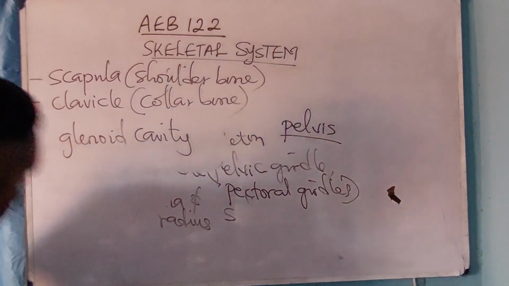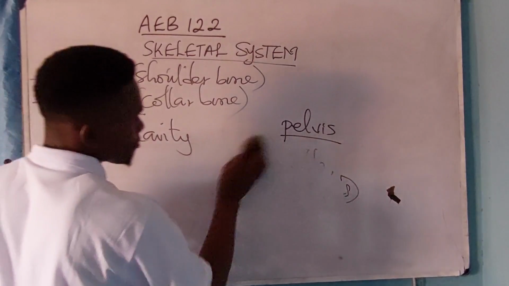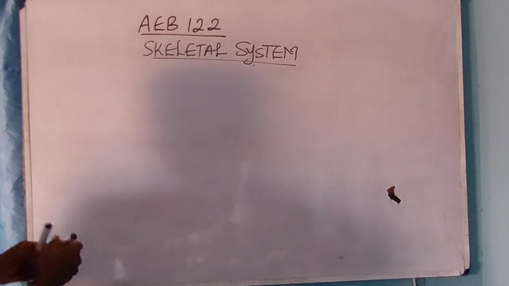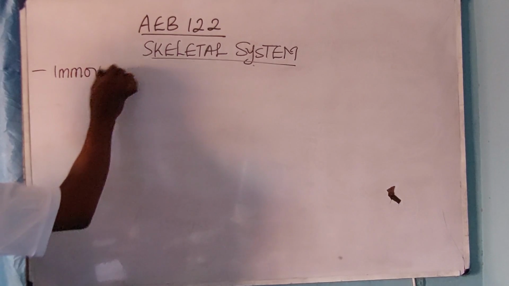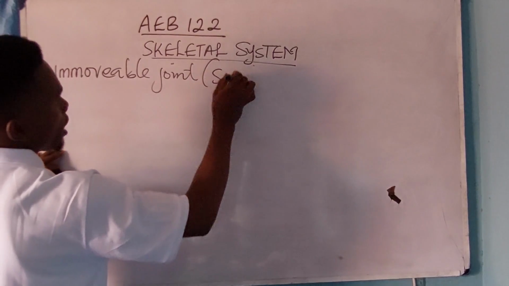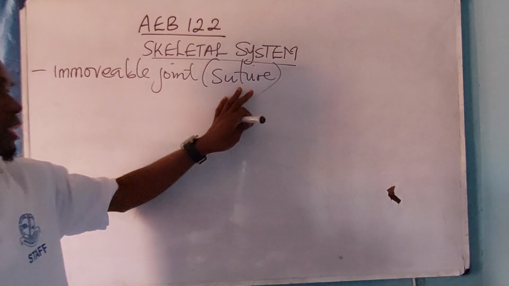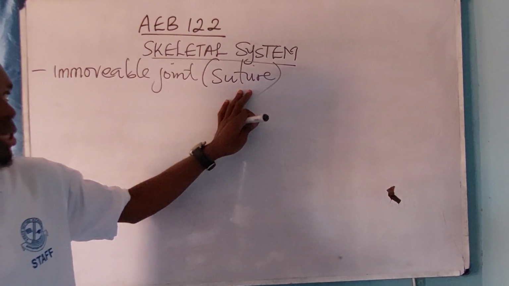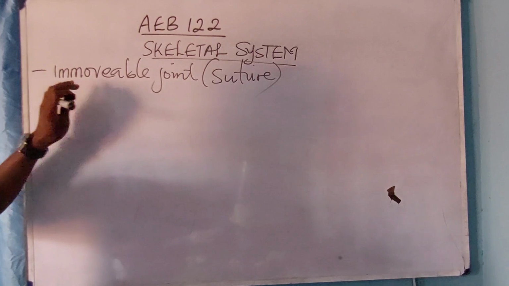Now let us discuss joints. A joint is the meeting place of two or more bones in order for them to articulate. We have three types of joints. We have the immovable joints. An example of an immovable joint is the suture. The suture is that part of the skull that joins the five major bones of the skull, which are the frontal bone, the nasal bone, the temporal bone, the parietal bone, and the occipital bone.